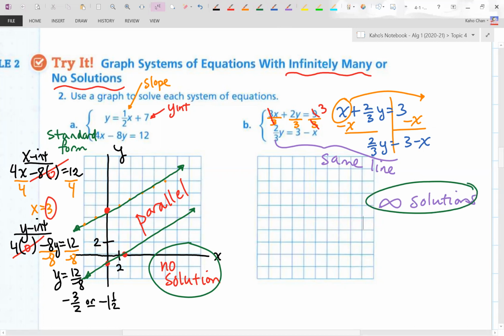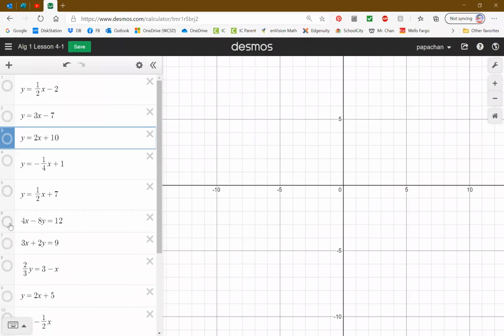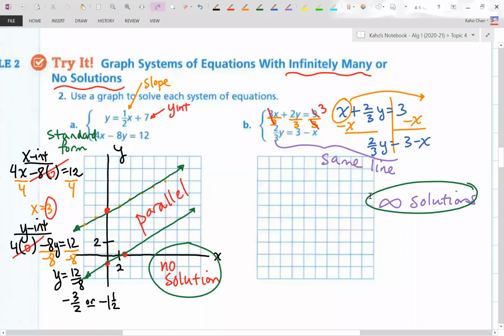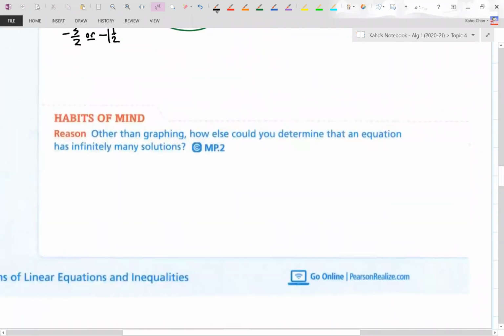If I take a look at Desmos, let's see if they agree with me. Turn off the previous example, turn on those two, 3x plus 2y, and 2/3 y equals 3 minus x. Oh, look. You can barely see it, but we have a blue line for the first equation and a green line on the second one. It's the same exact line. All right. Nice. Let's continue on. Any questions about this page? Let's move on to the next page.